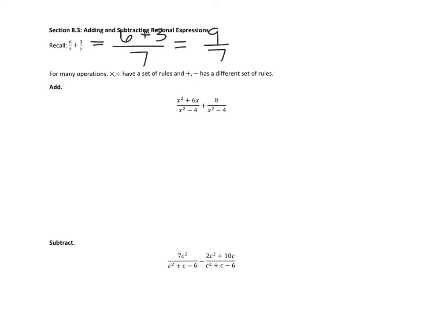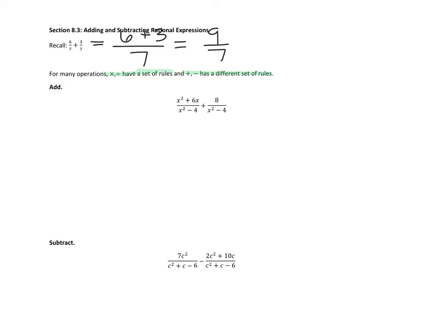Okay, so the denominator must be the same. And it's going to be the same for the rational expression. And in general, many operations, remember multiplication and division, have a set of rules. So that's when you cancel common factors and multiply through. And then addition and subtraction has a different set of rules. We need a common denominator. So let's look at this next example.